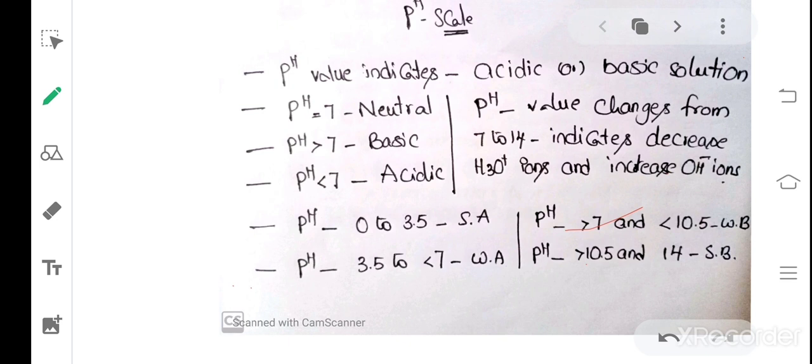Today we are going to discuss the pH scale. What is the pH scale? What is the range of the pH scale? What is the importance of the pH scale? Today we are discussing that.